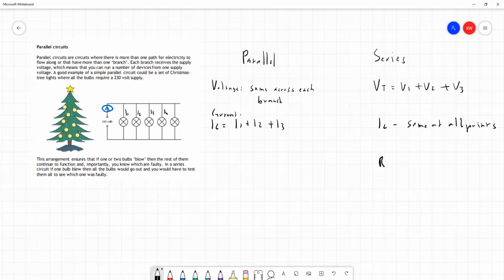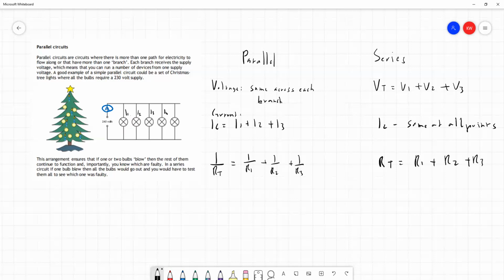In a series circuit, the total resistance was equal to each component's resistance added together. Well, in a parallel circuit, we have a completely different formula, where we say 1 divided by the total resistance is equal to 1 divided by resistor 1 plus 1 divided by resistor 2 plus 1 divided by resistor 3. And we do this for every single branch, the resistance of the components in each branch.